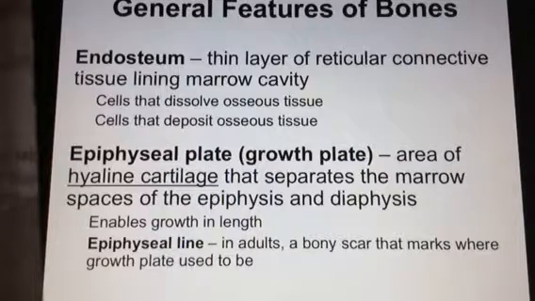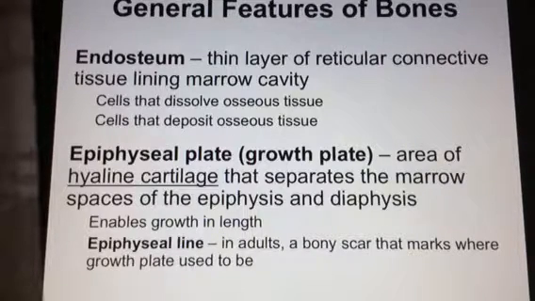Lining the marrow cavity, or the medullary cavity, we're going to see another layer of tissue, and that is called the endosteum. It is a thin layer, and here we see cells that dissolve osseous tissue, and then we also see cells that deposit osseous tissue. And we'll talk about each of those as we go on.